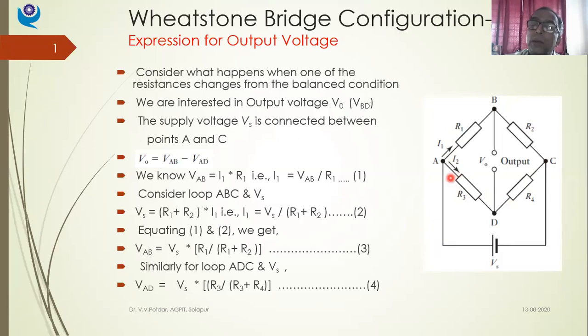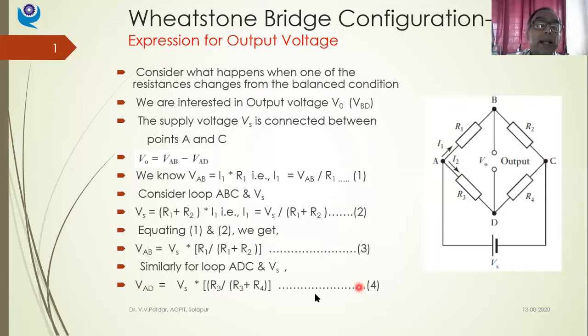Equating these two equations, what you get? VAD will be equal to Vs into R3 by R3 plus R4. This is equation number 4. Hopefully, you are doing it. Getting it? We are going very slowly. So VAD is equal to Vs into R3 by R3 plus R4.